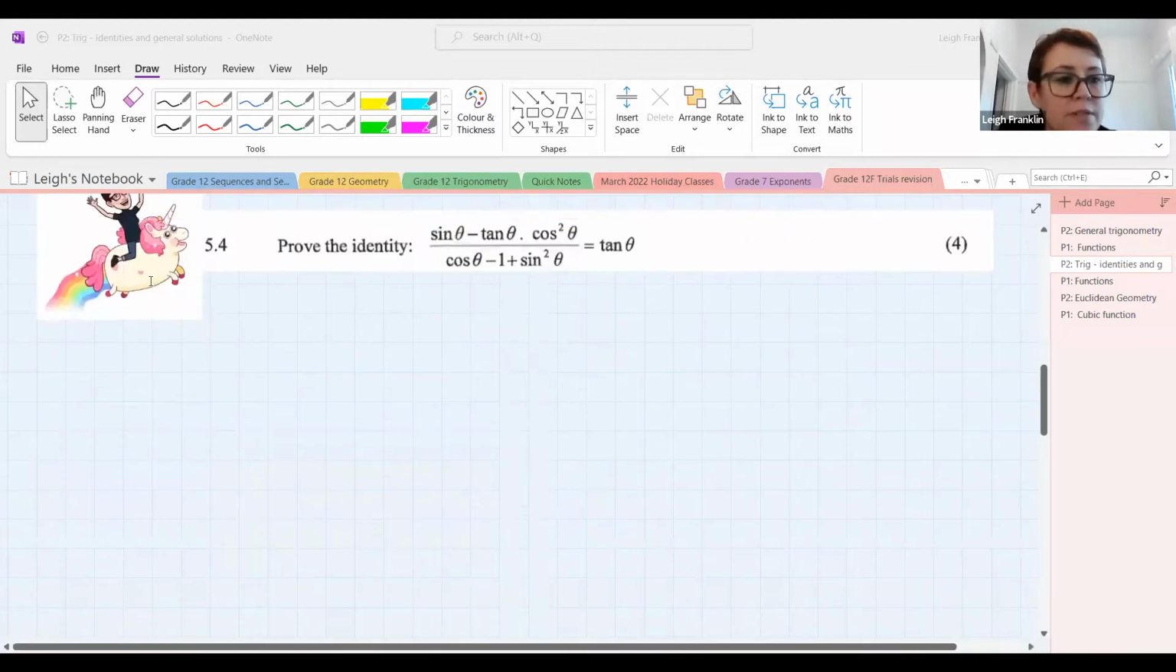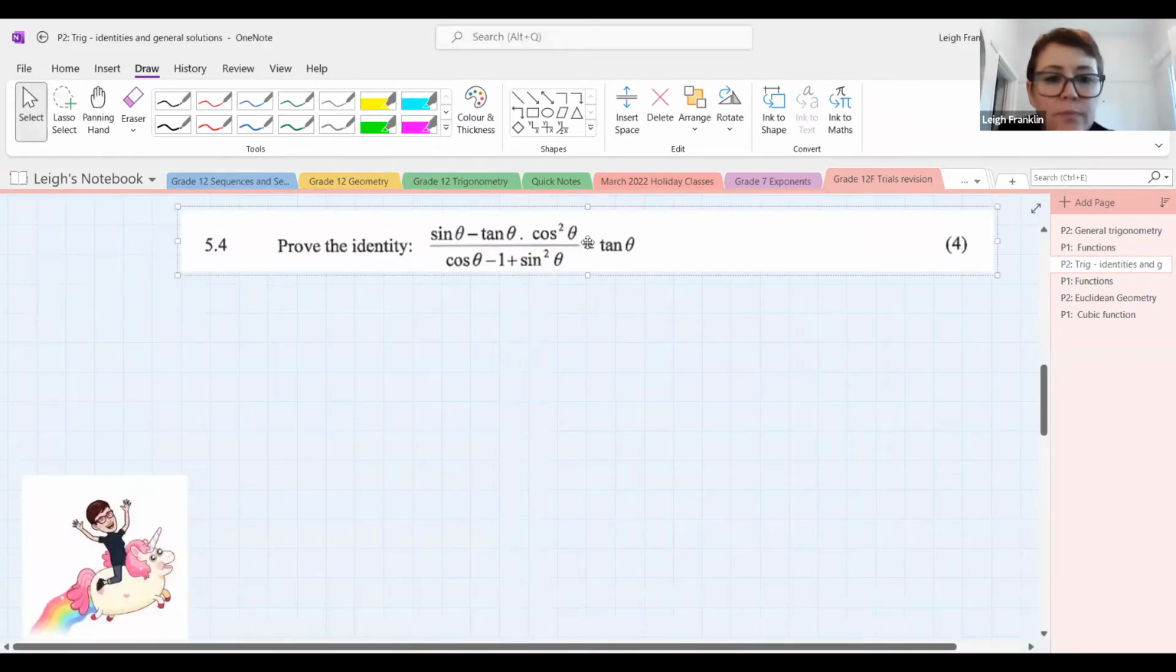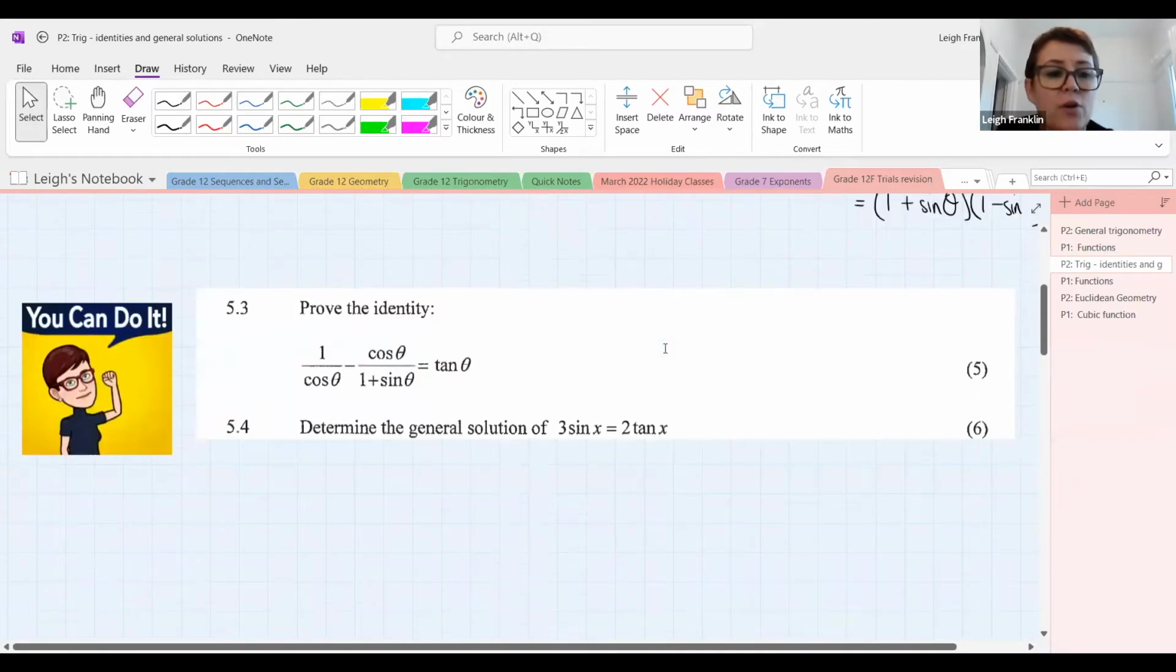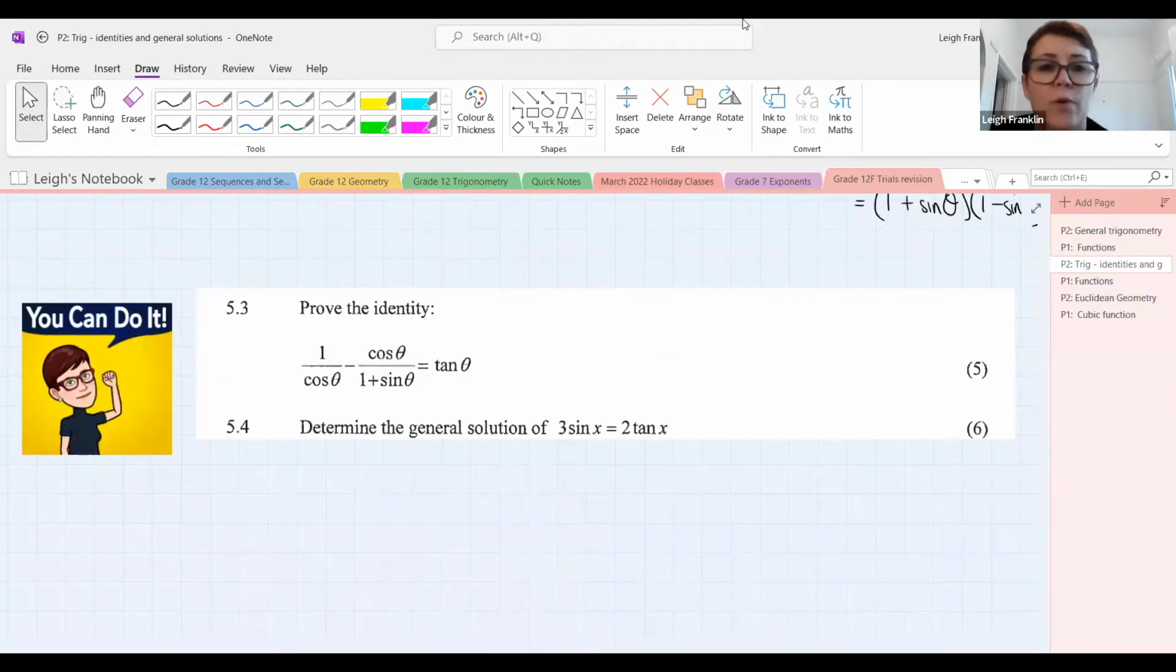Let me just move this down as well. It's just a little bit high up. And the first thing that we notice when we are working with question 5.3, hang on, Nick, you said, ma'am.